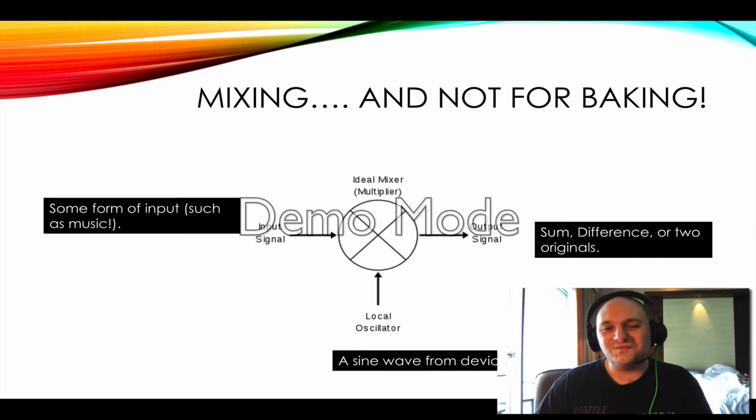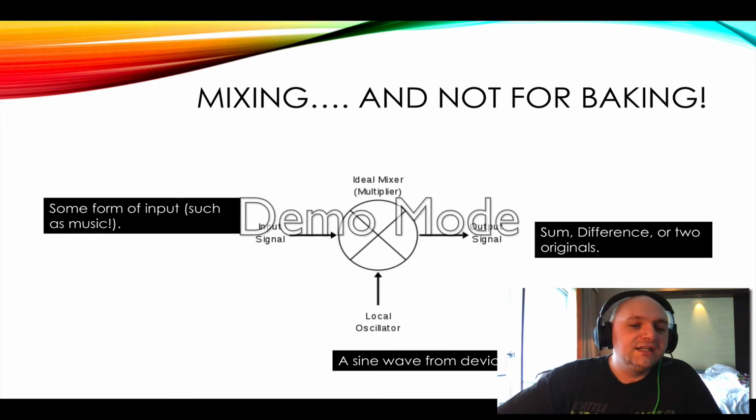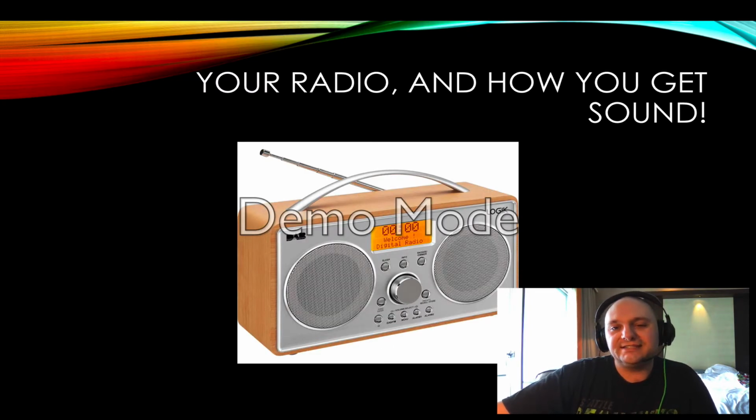So, mixing. I'm not talking about baking. The everyday electronic mixer is just a way to combine two signals. And I'm going to speak about RF purely here. So you have an input signal such as music or voice, and then you mix it with another signal, and that's how you get your sound to your radio.